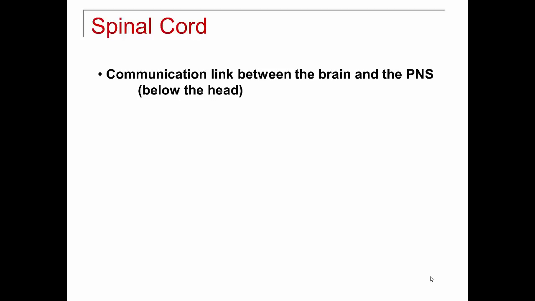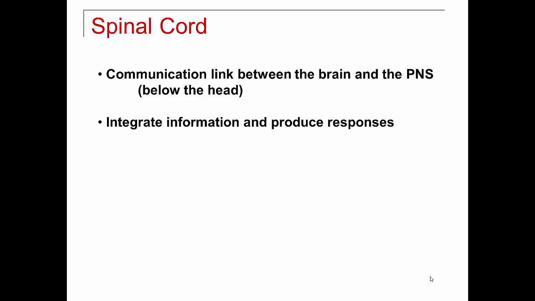Sensory information will gather from the periphery and enter into the spinal cord, and motor information will go out to the muscles and glands from the spinal cord. Another job is to integrate incoming and outgoing information and produce responses. So it helps determine where sensory information, either from our internal or external environment, needs to go after it's been collected from the periphery, and it can also create motor responses.